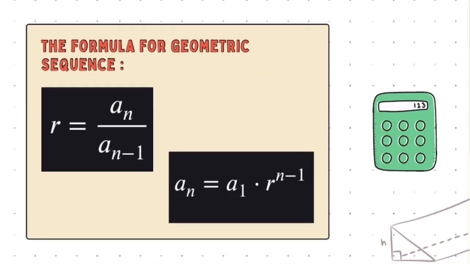The formula for the common ratio is r equals a sub n divided by a sub n minus 1. Then a sub n equals a1 multiplied by r raised to the power of n minus 1.